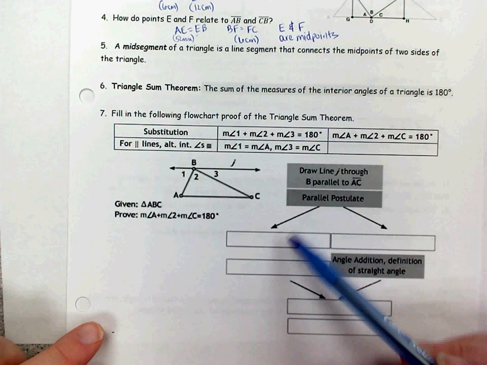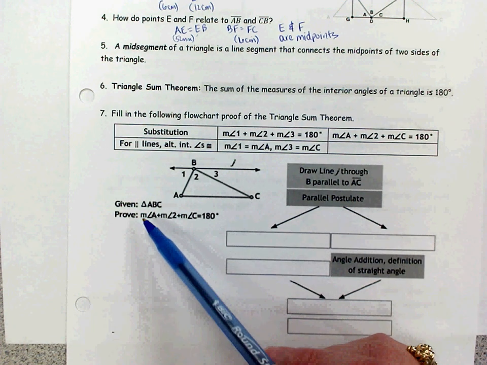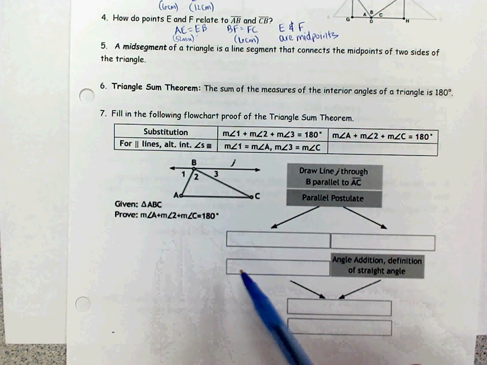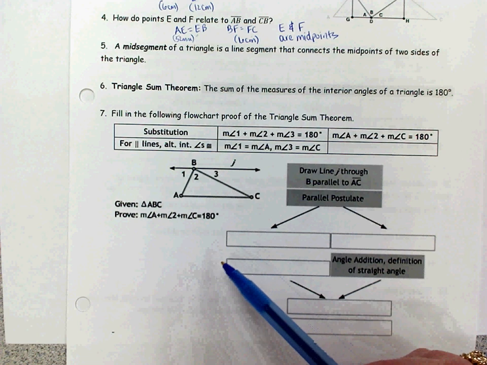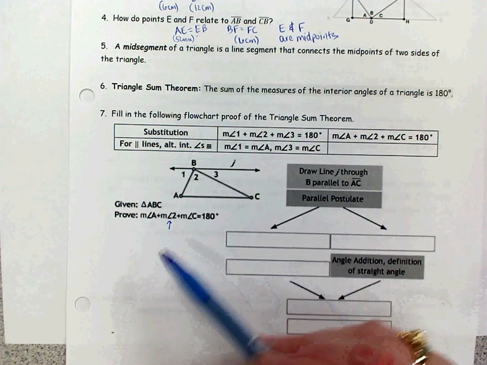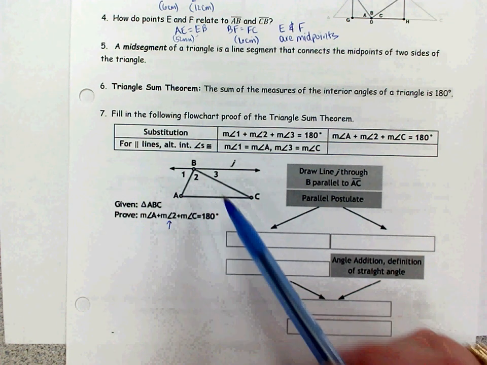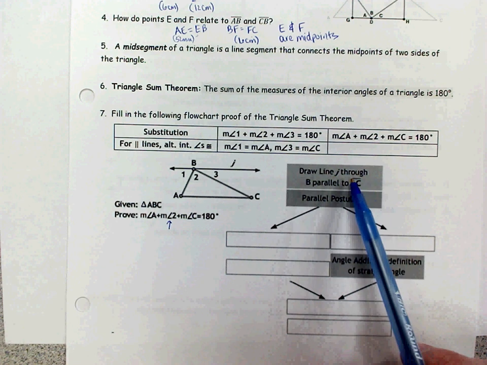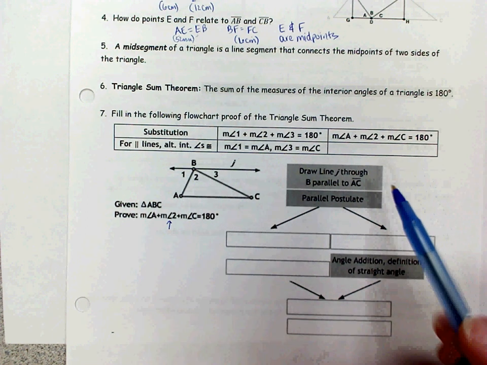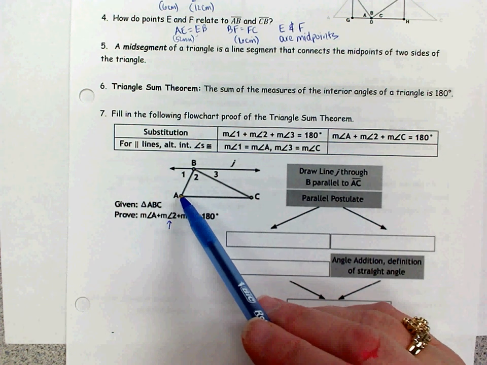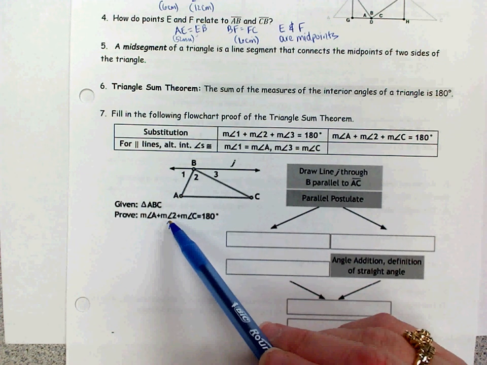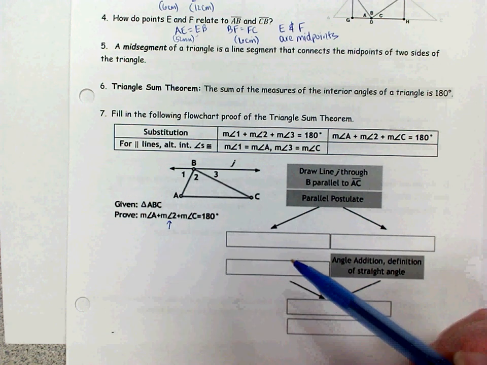But this one's a flowchart proof where we are given a triangle and we want to prove that the measures of the 3 interior angles of that triangle add to 180 degrees. Now notice it didn't call one of the angles by its vertex name. We didn't call this angle angle B, because we're going to end up, as part of our proof, drawing a line through B, which creates more than one angle that has B as a vertex. So remember, you can only use the letter that's the vertex of the angle if that's the only angle that has that as a vertex. So we cannot call it angle B because there are 3 different angle B's in the drawing.